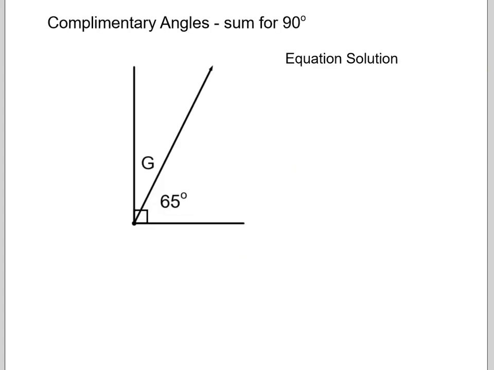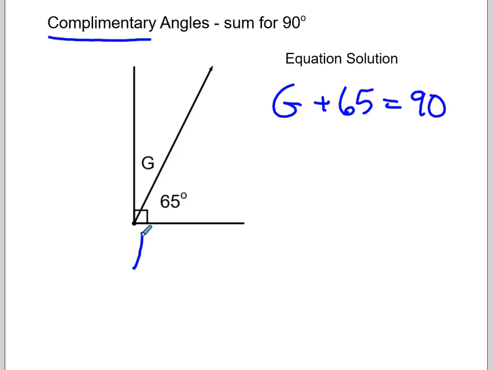Complementary angles sum to 90 degrees, so that's a good word to know, complementary. It'll be referenced a couple different times. The equation looks like this: G plus 65 equals 90. The little square here, if you're not familiar, represents 90 degrees. If we solve for G, we get 25 degrees. Sometimes you draw a little connector line in there, and there's 25 degrees. And that's a complementary angle.